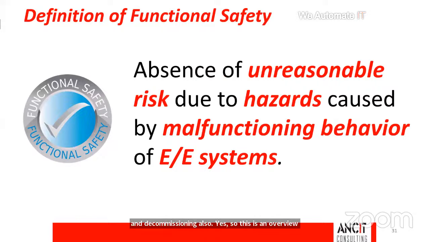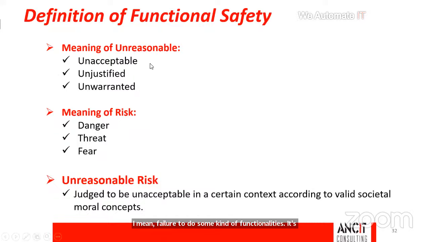So now coming into the definition of functional safety. What is functional safety? It is the absence of unreasonable risk due to hazards caused by malfunctioning behavior of E/E systems. Okay, so the absence, in the reference sense, means that it should not happen. Unreasonable risk should not happen because of malfunctioning behavior of E/E systems. When the E/E system fails to do some kind of functionalities, it should not happen. Okay, so let's see what this unreasonable risk is.